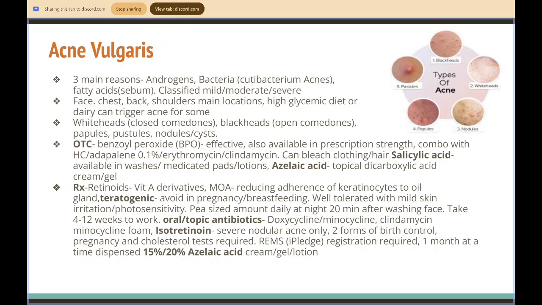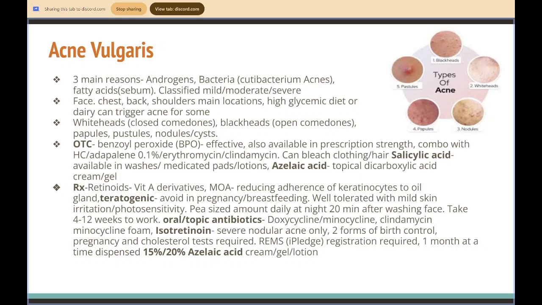Over-the-counter treatments that are available: benzoyl peroxide, it is effective and it is also available in prescription strength. In prescription strength, it's combined with hydrocortisone, adapalene 0.1%, erythromycin, and clindamycin. It can bleach clothing and hair, so be careful. Also, hydrogen peroxide will do that as well. So if you accidentally get blood or you have a cut, and you're not supposed to use hydrogen peroxide anyways anymore, please note that it will discolor your clothing.